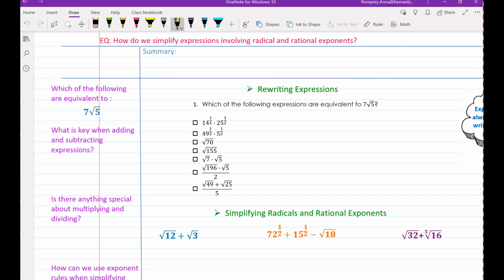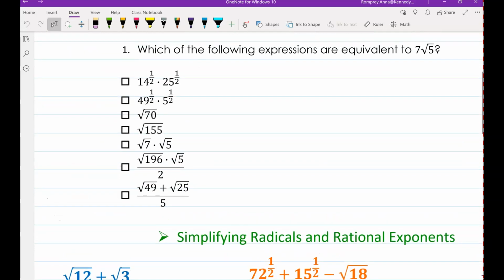7 square roots of 5? So if we go to our options, again, 14 to the 1/2 times 25 to the 1/2. I cannot do much with that. However, I can rewrite it as a radical because I know that 1/2 power, that 2 is my index, so it becomes the square root of 14 times, same thing, square root of 25. Again, they both have a power of 1, but that doesn't change anything.